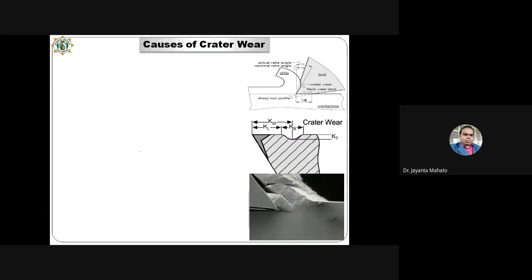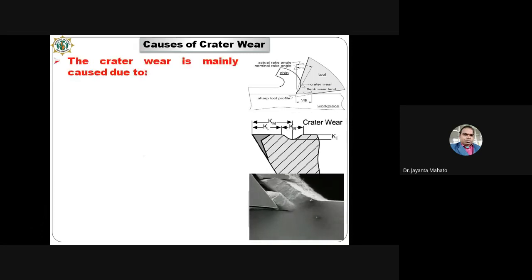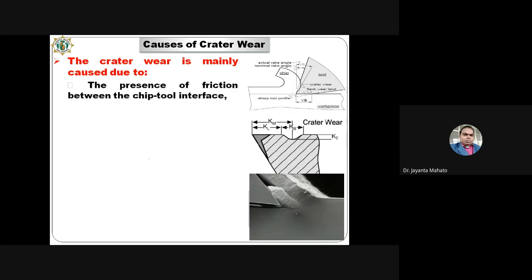Now, the causes of crater wear. Crater wear is mainly caused by the presence of friction between the chip and tool interface. As I told, these are the chips removed from the workpiece, and the contact between the chips and the tool face causes friction between the tool and the chip.